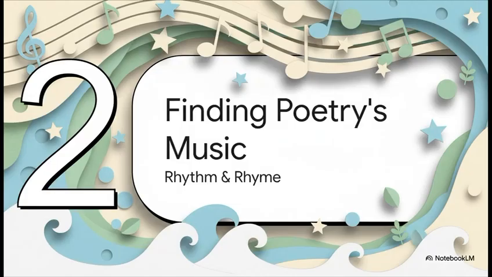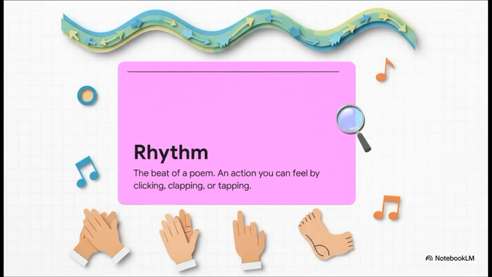Okay, so once we get the shape of a poem, the textbook moves on to its sound. And this is where the magic really starts to happen, as it introduces rhythm and rhyme. So how do you explain rhythm to a kid? Well, you make it physical. The textbook calls it the beat of a poem, and then right away it says click your fingers, clap your hands, or tap your feet. It's teaching that rhythm isn't just some concept, it's an action, something you can actually feel in your body.